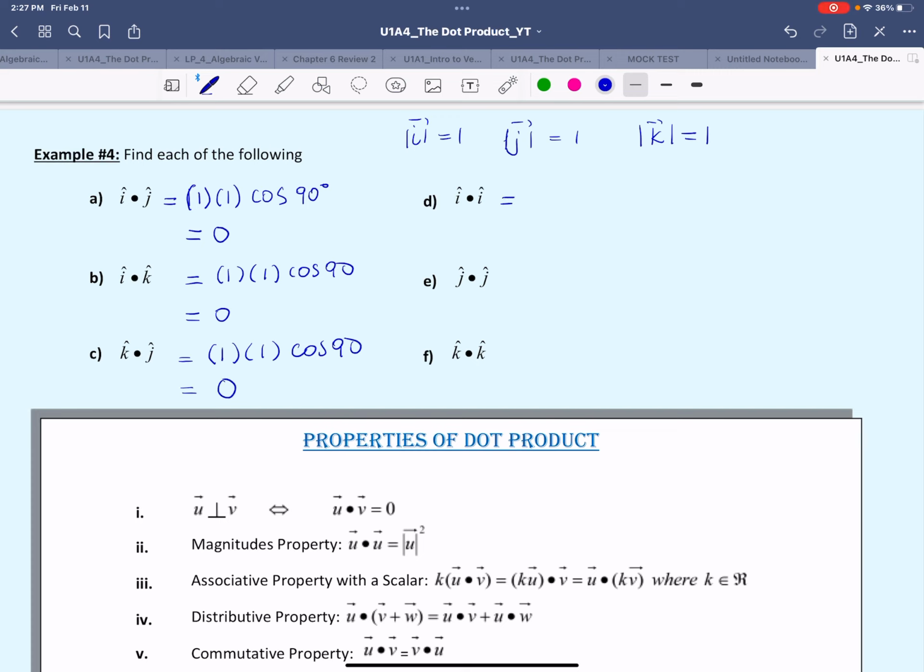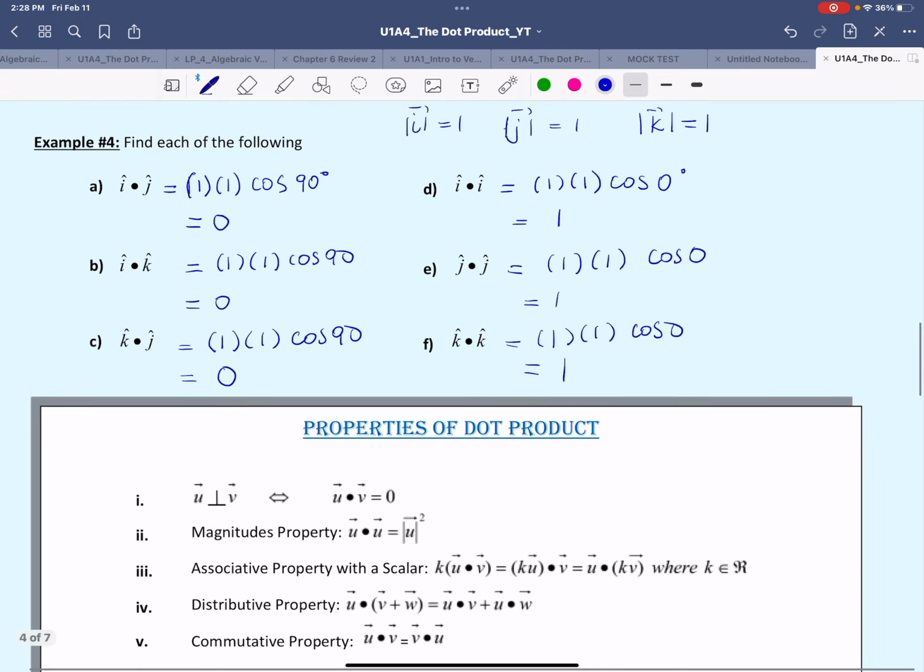The dot product of the vector with itself would be 1 times 1, that's the magnitude. The angle a vector makes with itself is 0, and cos 0 is 1, which will make the product 1. Same idea with j times j, cos 0, the answer 1, and k dot k will be 1 times 1, cos 0, and then the answer is 1.